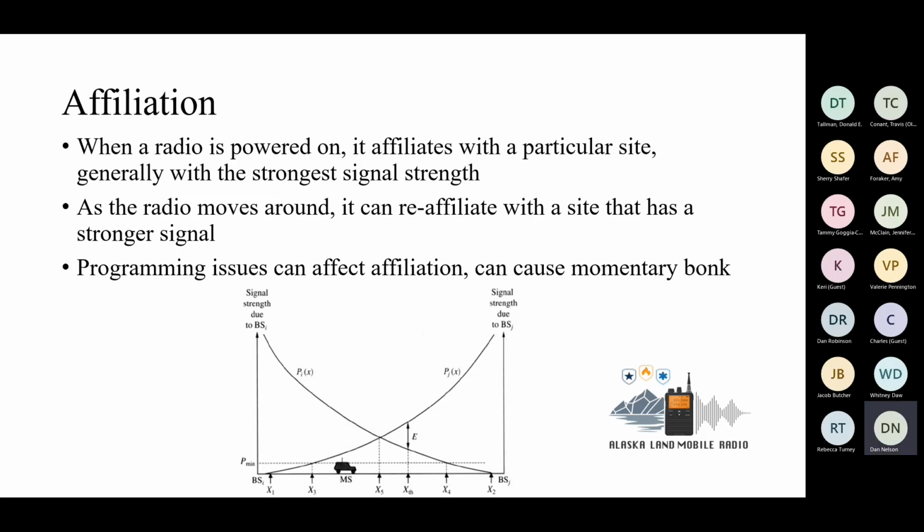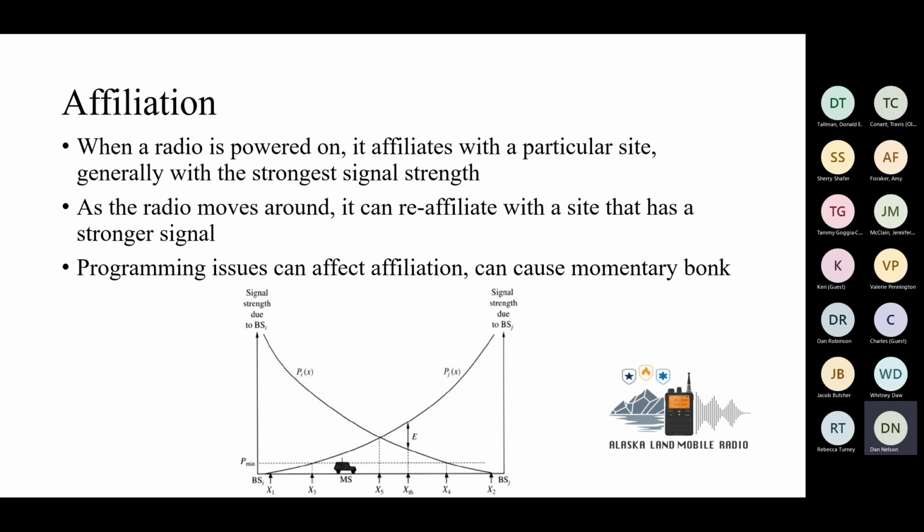So when we talk about affiliation to a site, remember that when a radio gets into range of a particular ALMR site, it's going to affiliate. And it works in the same way as your cell phone does, which is while somebody is traveling around, it goes to the site that has a stronger signal. There's a little diagram in here, and just ignore the X's and the P's. I took this from a technical journal, but basically, as your radio travels and you get further away from site 1, you're getting closer to site 2.